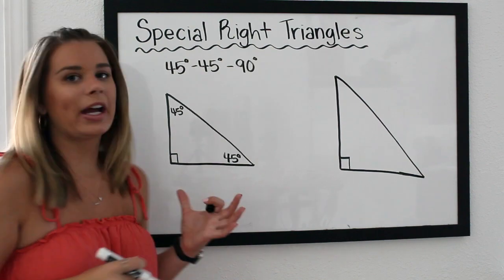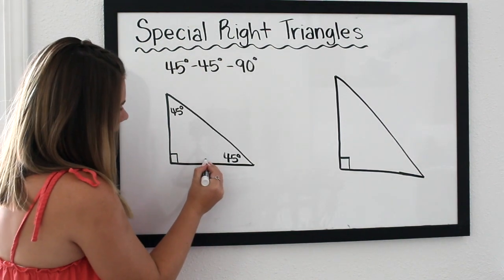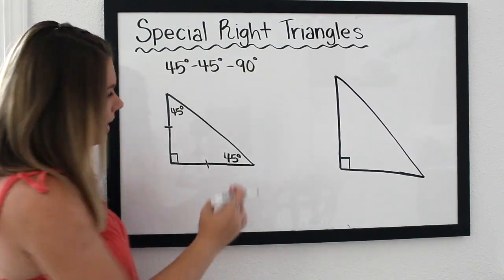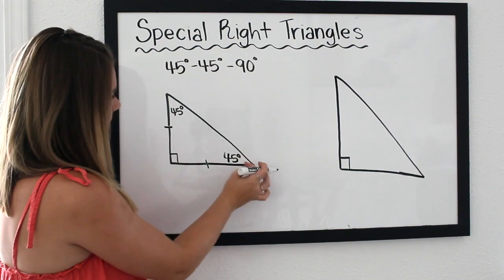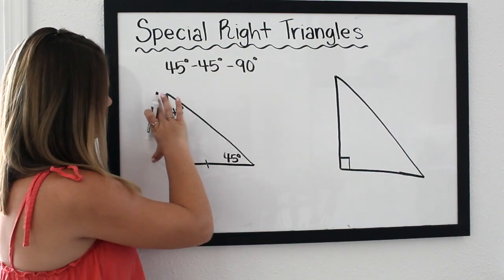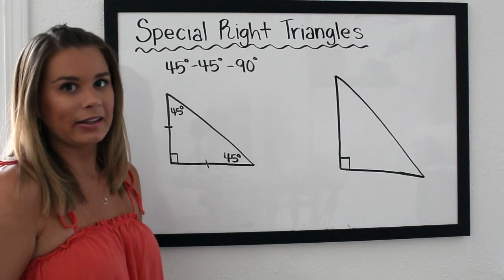Another name for this triangle is an isosceles right triangle because we have two legs that are the same length. And we know that because the angles opposite of these legs have the same angle measure. So the sides opposite of those angles are going to have to be the same length.